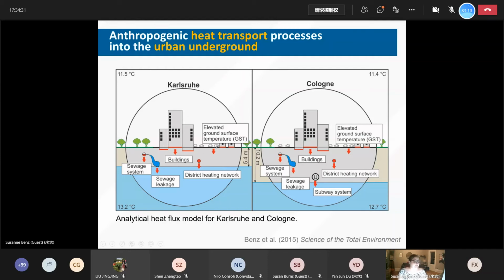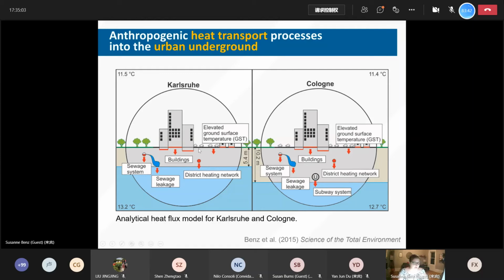And in fact, there are 5 or 6 of them, depending on whether you count subways, which aren't available everywhere. We have sewage systems, of course, or any sort of tunnels in the underground, district heating networks that will warm your subsurface. You have buildings, you have basements, your buildings are warm. If your building is warm, it will warm the subsurface. And you have the elevated temperatures of the city. So you have your surface urban heat islands that itself just warms the underground.